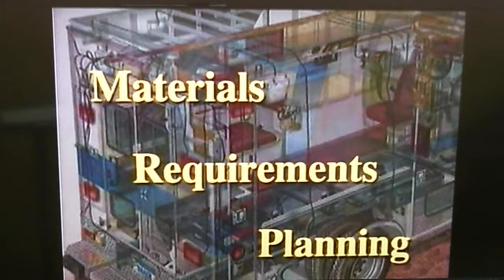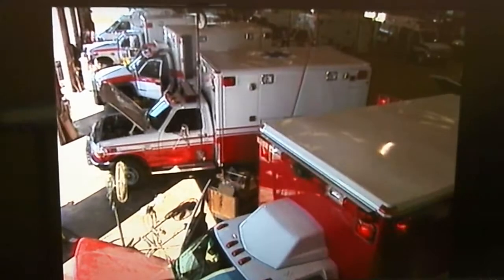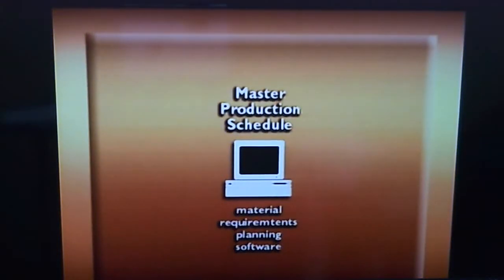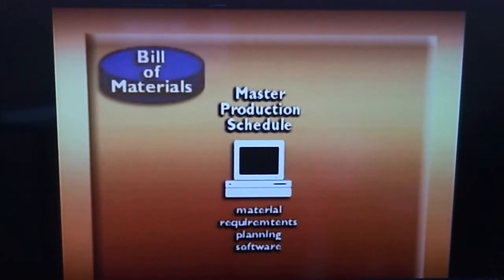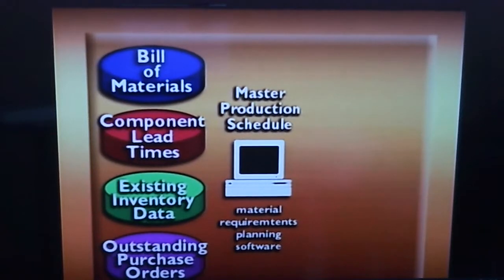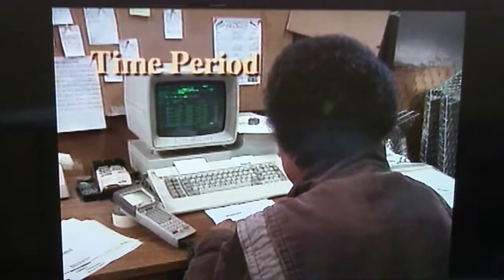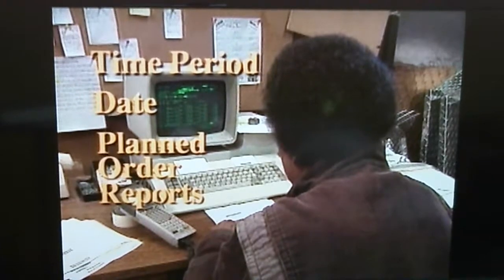The answer? Materials Requirements Planning. Materials Requirements Planning, or MRP, helps managers control inventory needs where demand for raw materials is dependent on the finished goods to be produced. Once a vehicle is configured, the MRP system tells all the components that are dependent on that design. As this illustration shows, the inputs to an MRP system consist of the master production schedule, product bill of materials, component lead times, existing inventory data, and outstanding purchase orders.